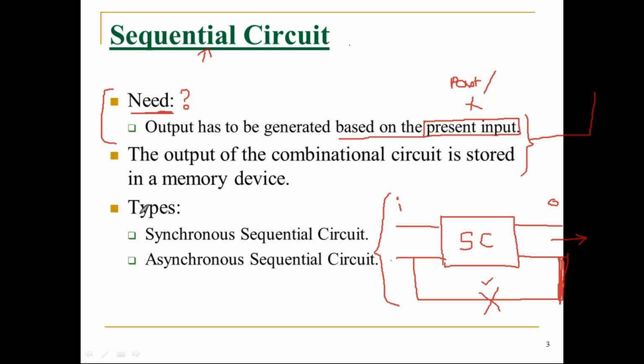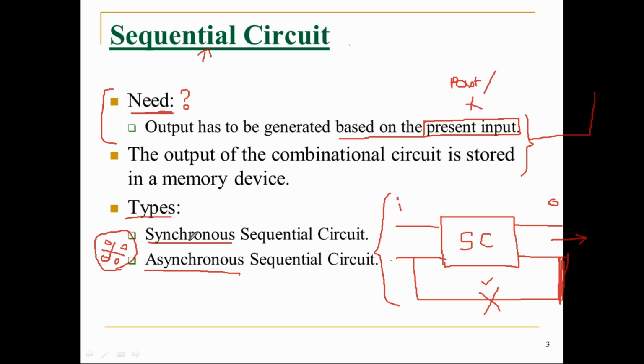What are the types of sequential circuits? One is the synchronous sequential circuit. Another one is the asynchronous sequential circuit. This is a very important 2 mark question in your end semester examinations. I think the same question has appeared 2 or 3 times in the Anna University semester examination.